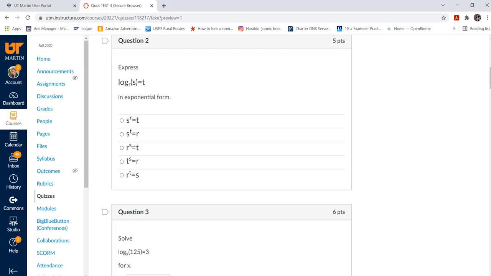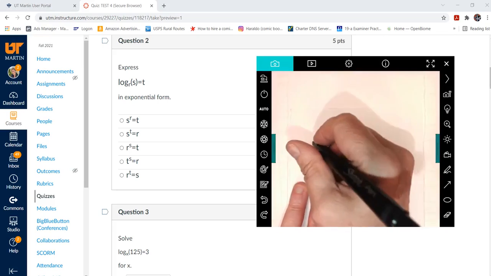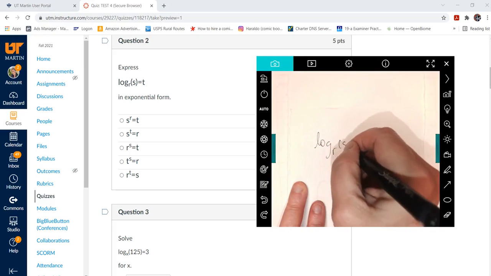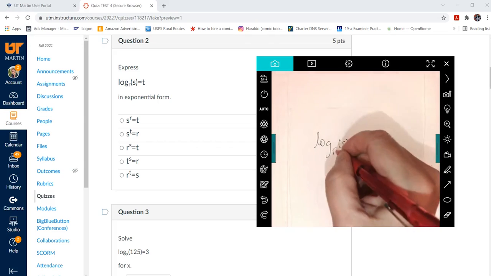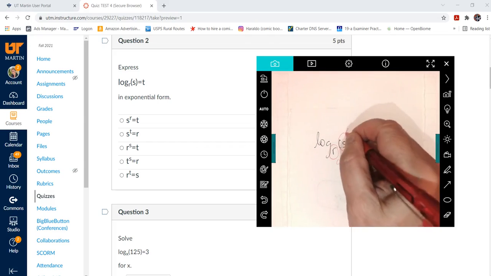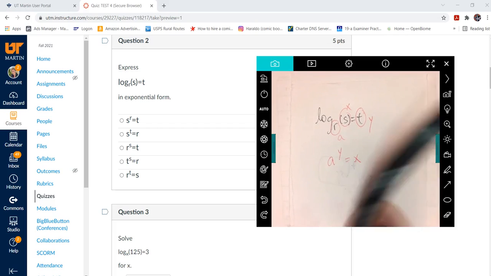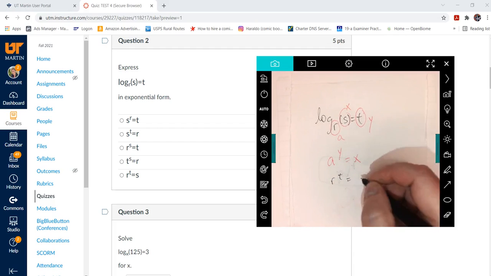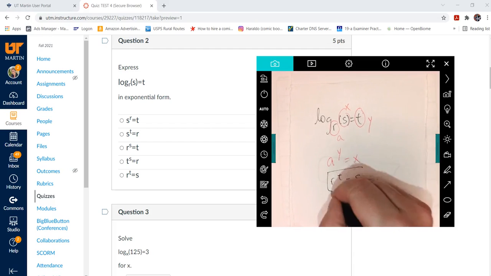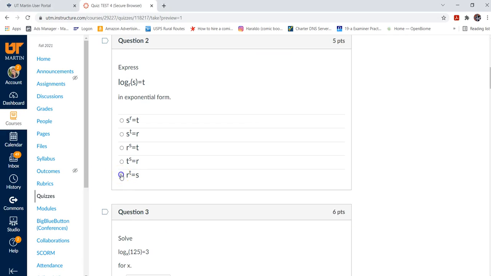All right, and now we're expected to go the other way. And we're going to write that in exponential form. So there's my a, x, and y. And so then we've got r to the t equals s. So I need r to the t equals s. Okay.